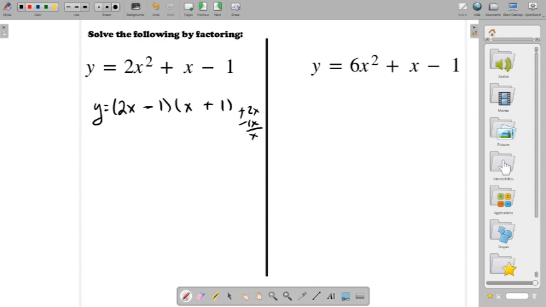2x times x, 2x squared. 2x times 1 is 2x. Negative 1 times x is negative 1x. Those give me a middle term of positive x. Negative 1 times positive 1 is negative 1.